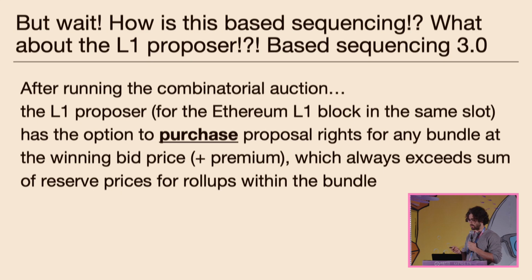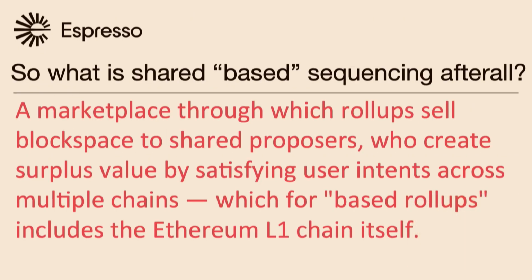Okay, so this is what I call base sequencing 3.0. So after running the combinatorial auction, which anyone can participate in, the L1 proposer for the Ethereum L1 block in the same slot can be given the option to purchase the proposal rights for any bundle it wants at the winning bid price, plus perhaps a premium because it can produce even more value since it's also producing the L1 block together. This price at which it pays for the bundle will always exceed the sum of reserve prices for rollups within that bundle by design. So what is shared-based sequencing, after all, in light of this picture here?